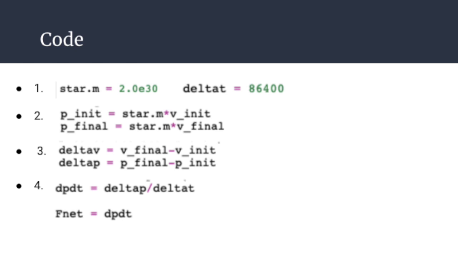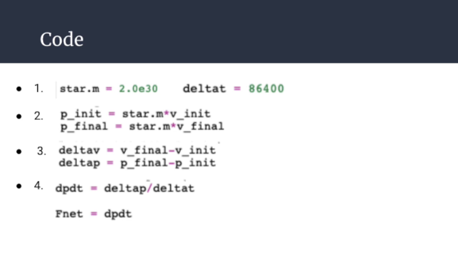Here's the code I used to create the model. I started with the version given and altered it to fit the experiment needs. The first thing I did was put in the mass of the star, 2.0e30, and delta T, 86,400 seconds. Next, I put in the equation for the initial and final momentum. P initial is the mass of the star times the initial velocity, and P final is the mass of the star times the final velocity.